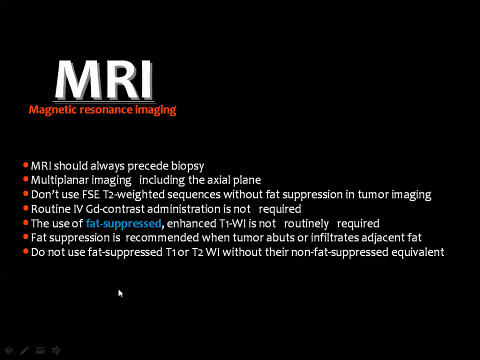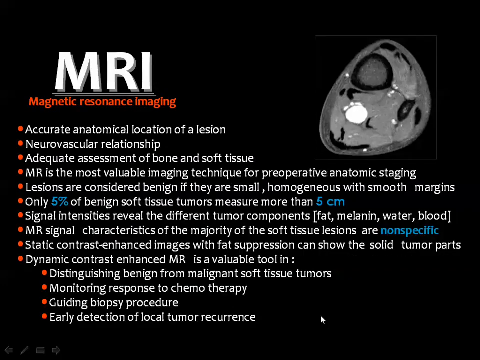Then fat suppression is also recommended when the tumor abuts or infiltrates the adjacent fat. We do not use fat suppressed T1 or T2 without their non-fat suppressed equivalent, because the comparison between the fat suppressed and non-fat suppressed images is very helpful to reach the diagnosis.